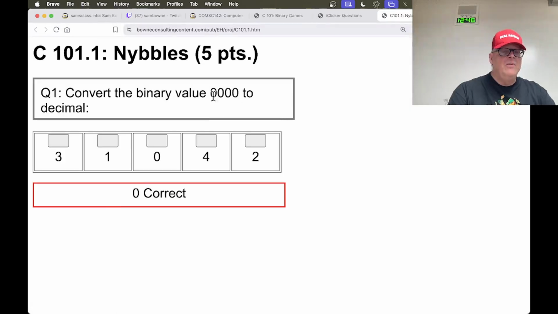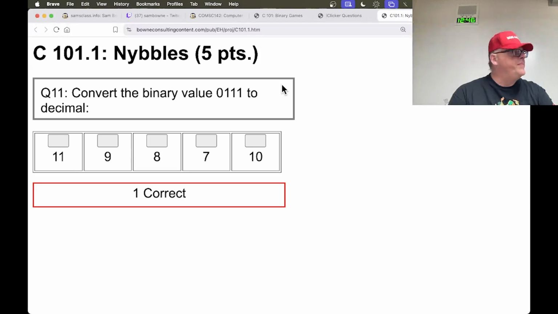Let me just try a few more. How about that? He's got it. That's 0. Nothing. That 0 is just 0. How about this one?